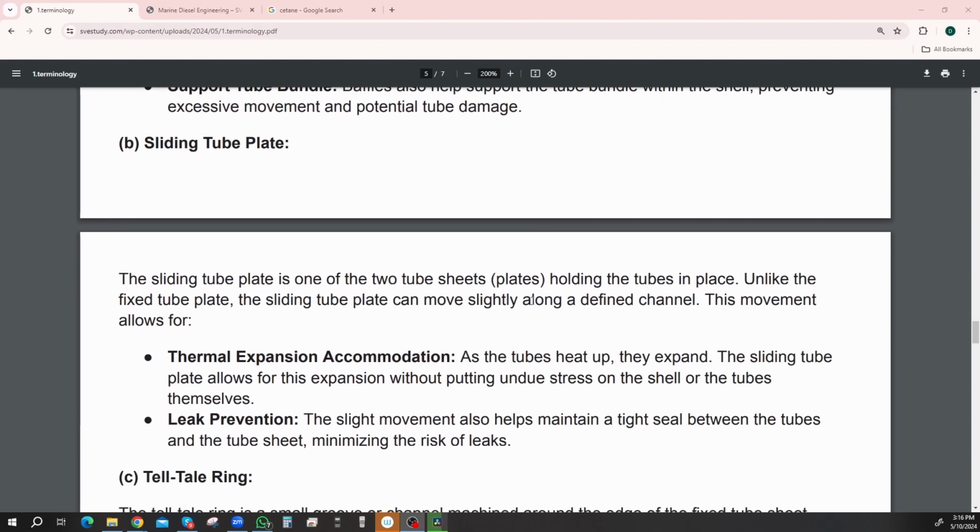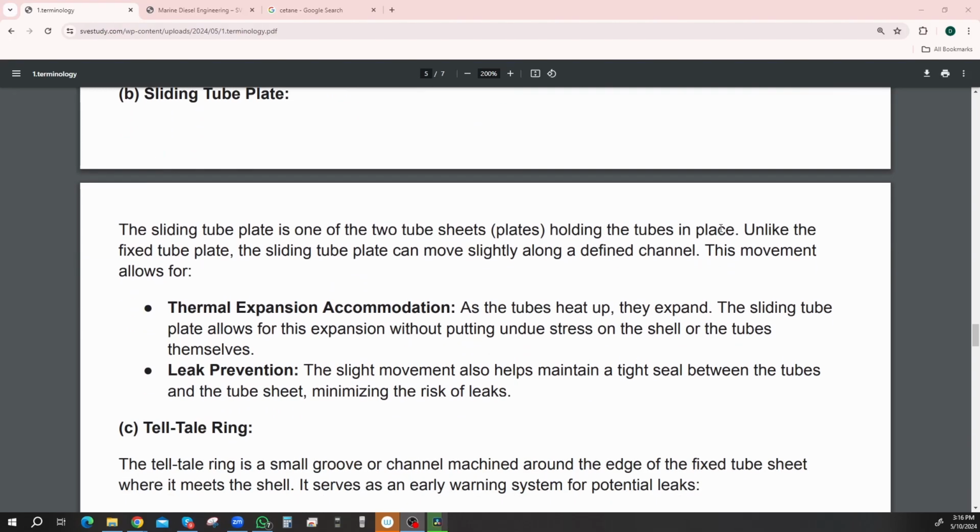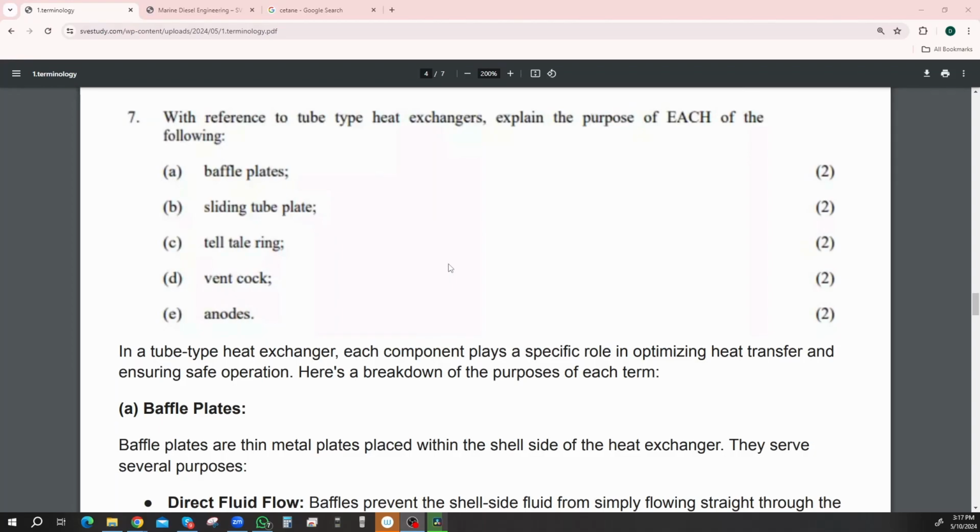Sliding tube plate. The sliding tube plate is one of the two tube sheets or plates holding the tubes in place. Unlike the fixed tube plate, the sliding plate can move slightly along a defined channel. This movement allows for thermal expansion accommodation. As the tubes heat up, they expand. The sliding tube plate allows for this expansion without putting undue stress on the shell or the tubes themselves. Okay, so they're allowed to expand a little bit. Leak prevention. The slight movement also allows it to maintain a tight seal between the tubes and the tube sheet, minimizing the risk of leaks. Okay, great. So they can wiggle around a little bit. Sliding tube plate. Telltale ring.